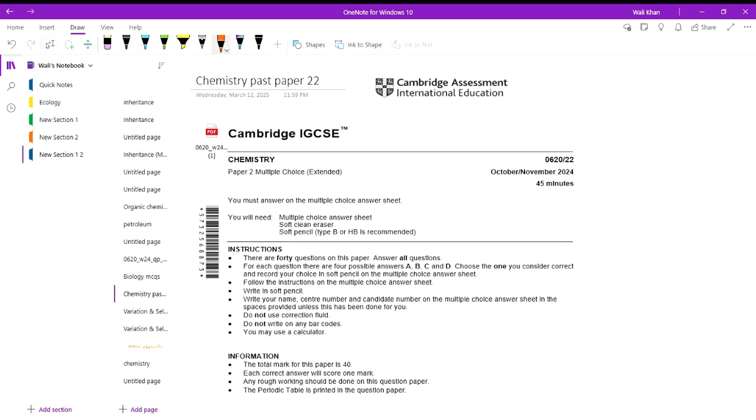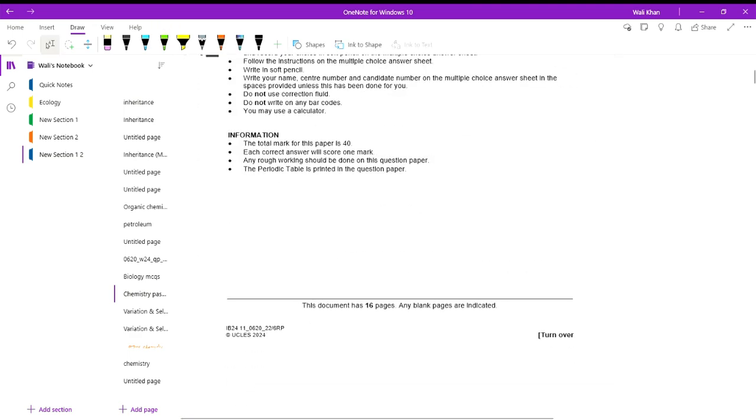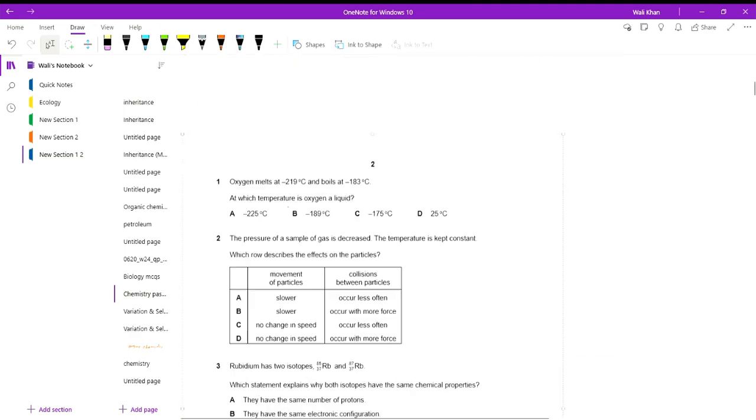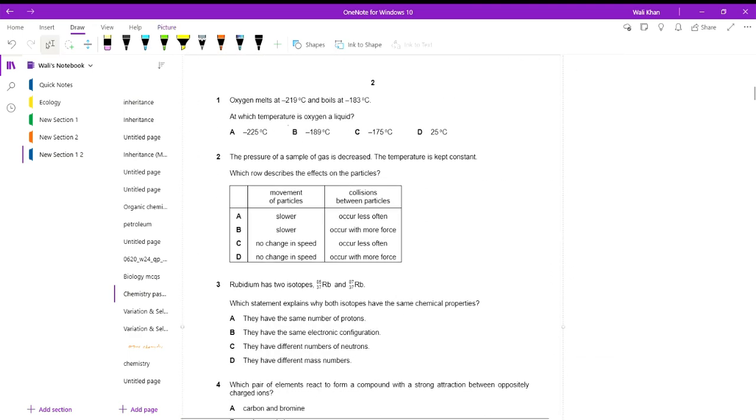Hi students, today we discuss paper 2 multiple choice chemistry IGCSE code 0620, and the paper code is 22 and the series is October-November 2024. It is the MCQ paper. Okay, let's start.